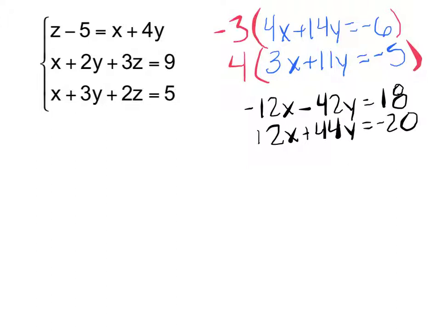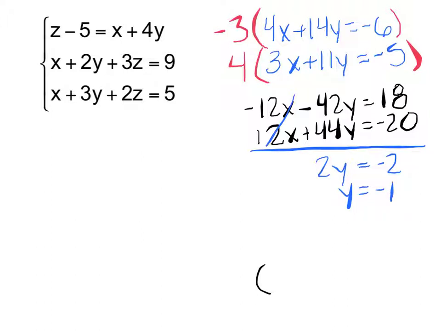Now I have opposites, I can go ahead and solve. X's will cancel. I'm going to end up with 2y, watch your signs, equals negative 2. So y equals negative 1. So remember, our final answer is going to be written in an ordered triplet, and so negative 1 is y. I'm going to put it in the right place right away before I forget.